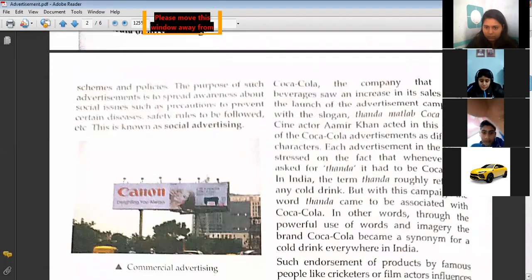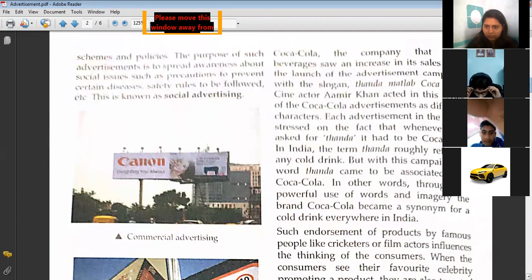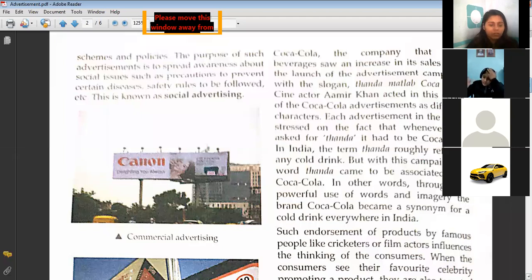Coca-Cola, the company that sells beverages, saw an increase in sales after the launch of an advertisement campaign. What do you mean by beverages? Ma'am, soft drinks. Very good. Yes. Continue.